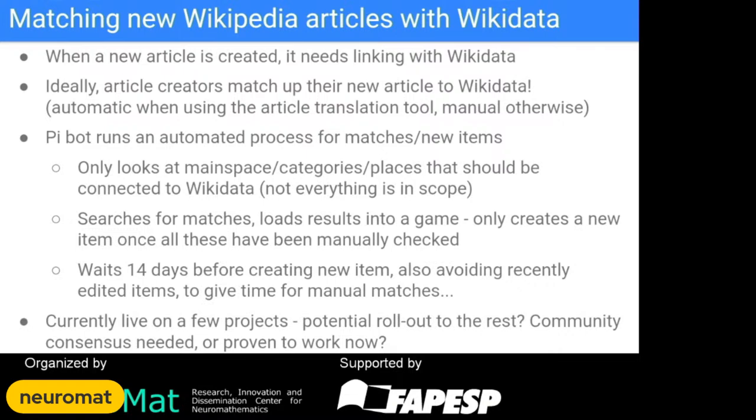Runs a search like you would if you're looking for a topic on Wikidata. You've got a search box, put in the term, off you go. And then it sees if it gets any matches. If it does, it puts those into a game, which I'll come to in a minute. But if it doesn't, then it's saying this is a potential item to create a new article. Potential article to create a new item for.